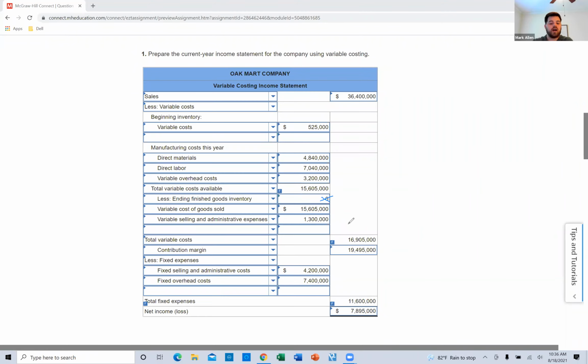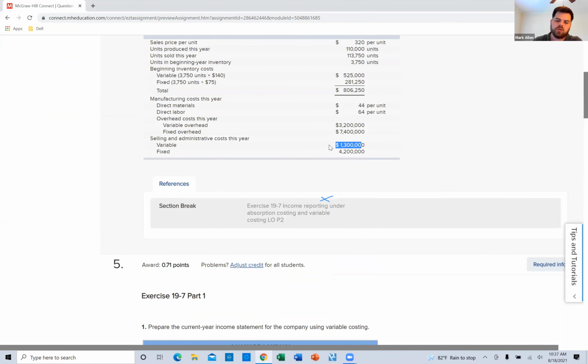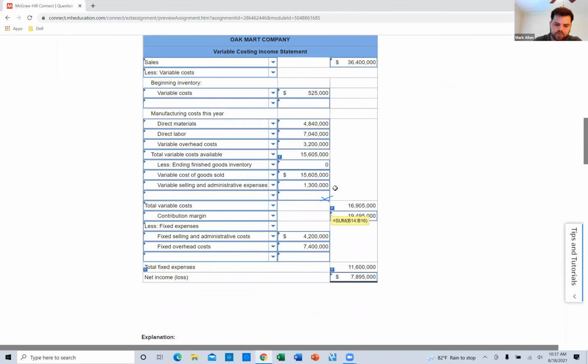just the 15,605,000. And then of course, we will add in our variable selling and admin, which is just given to us, $1.3 million right here. So we'll simply grab that number, drop it in, and that gives us total variable cost of 16.9 million. We now subtract the 16.9 million from our 36.4, getting us to 19,495,000. So just to be clear, this is 16,905,000 in variable costs that we're subtracting, not just 16.9. So do keep that in mind. But that is this 19,495,000 for contribution margin.